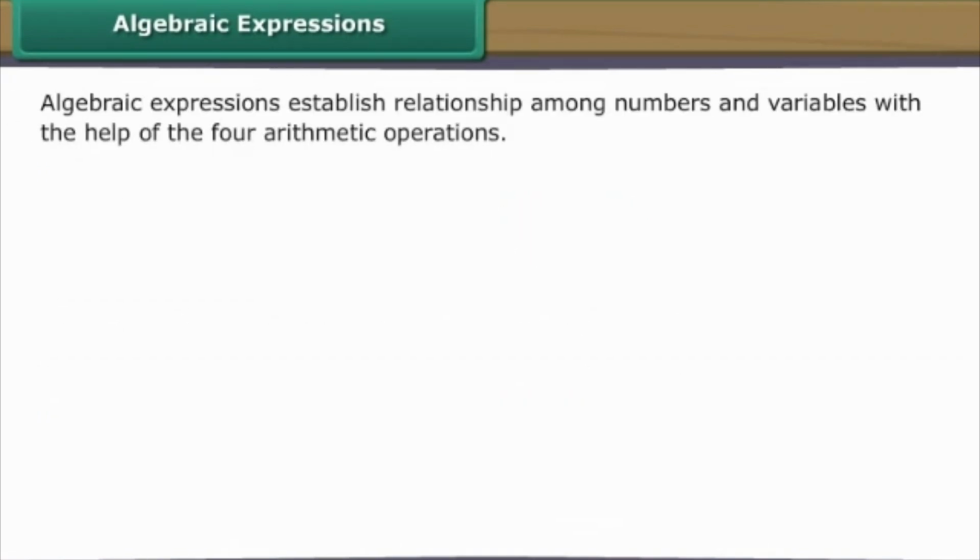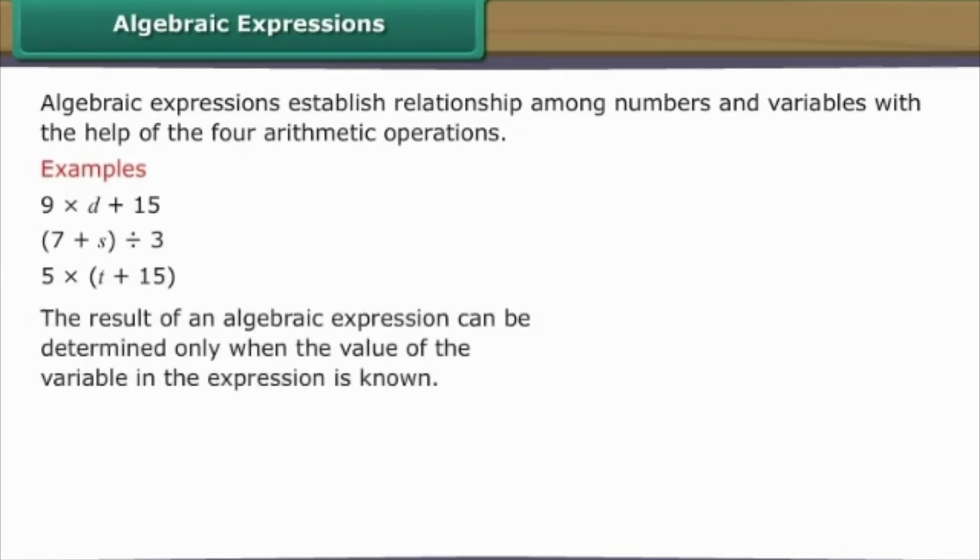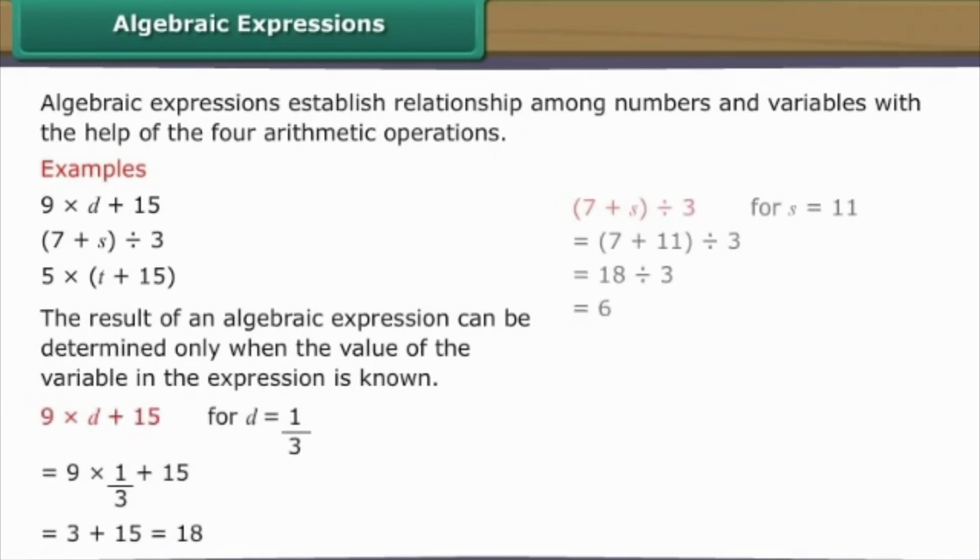Algebraic expressions establish relationship among numbers and variables with the help of the 4 arithmetic operations. Here are some algebraic expressions. The result of an algebraic expression can be determined only when the value of the variable in the expression is known. Let us solve each of these algebraic expressions for specific values of the variables.